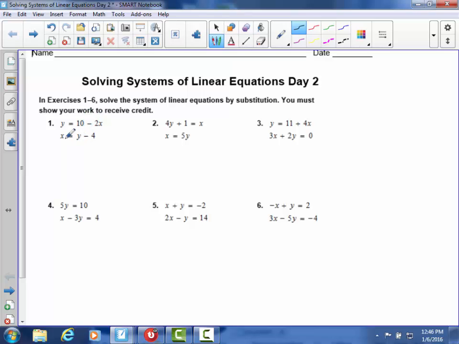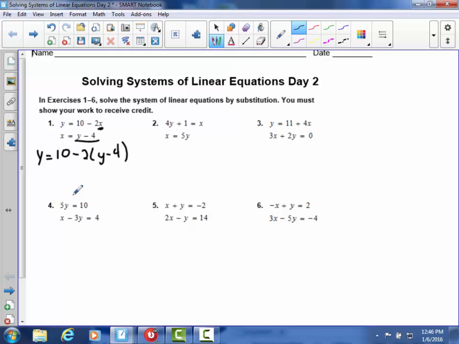So I'm going to use the x equals y minus 4. So I'm going to take this y minus 4 and replace the x in the other equation. This would work just as well if I had gone the other way and replaced the y. I just chose to do this one. There was nothing special about it.